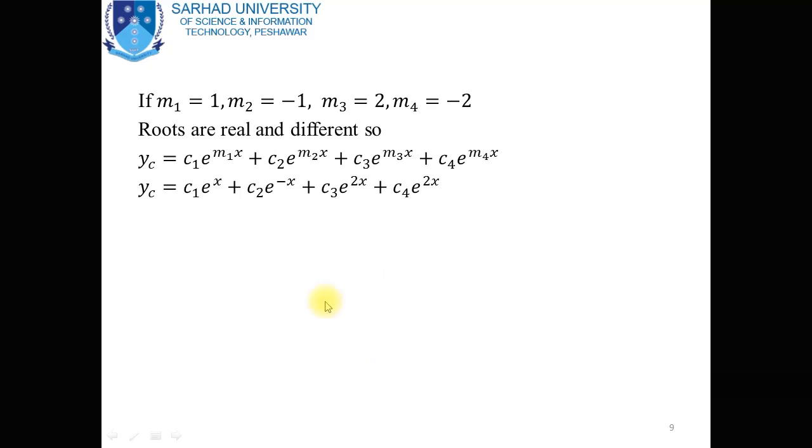So the complementary solution for the fourth order differential equation is equal to c1 e power m1x plus c2 e power m2x plus c3 e power m3x plus c4 e power m4x. Now putting the values of m1, m2, m3 and m4, we obtain c1 e power x plus c2 e power minus x plus c3 e power 2x plus c4 e power minus 2x.